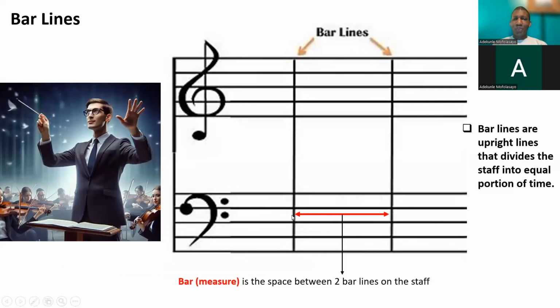On the screen here again, we can see the bar lines. And we have our treble clef here. We have our bass clef here. So this is an example of a music staff. So the bar or measure is the space between the two bar lines here.